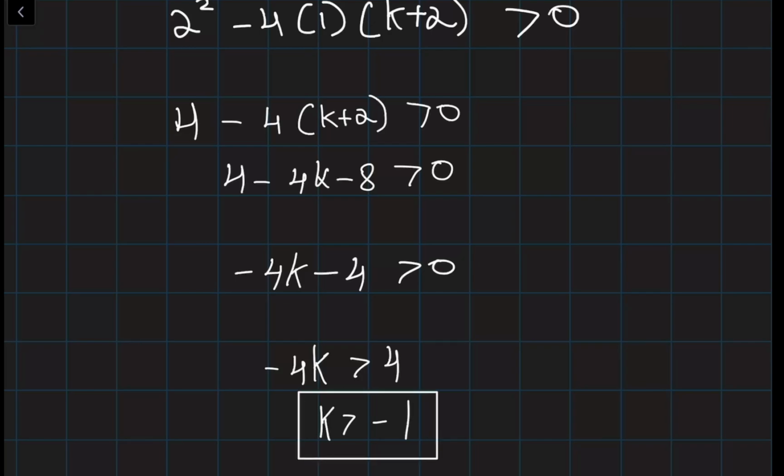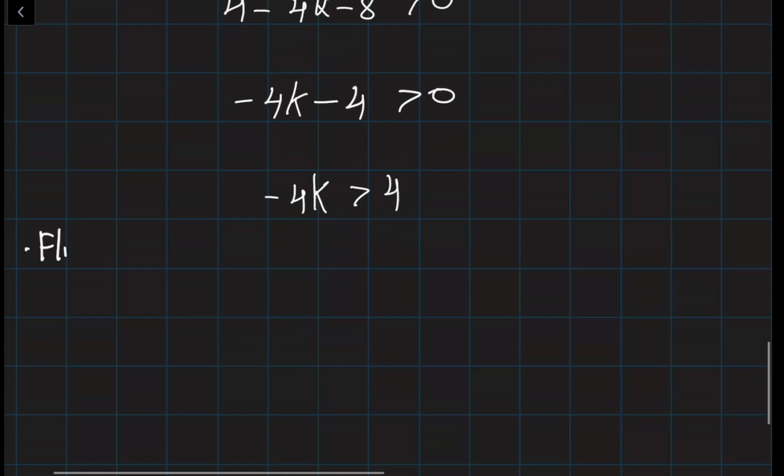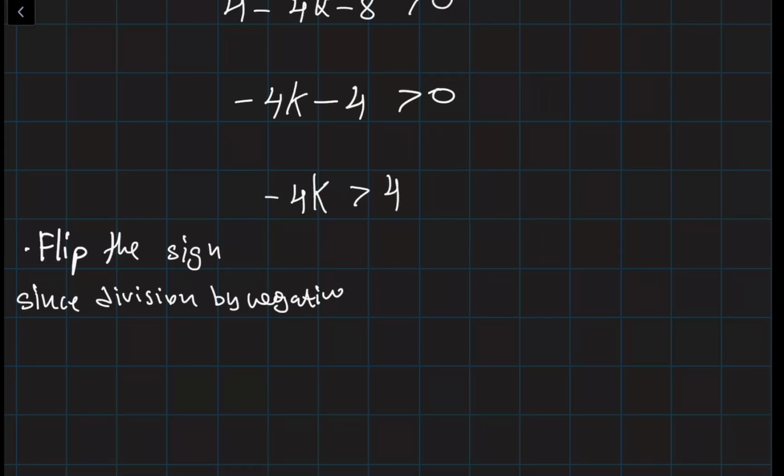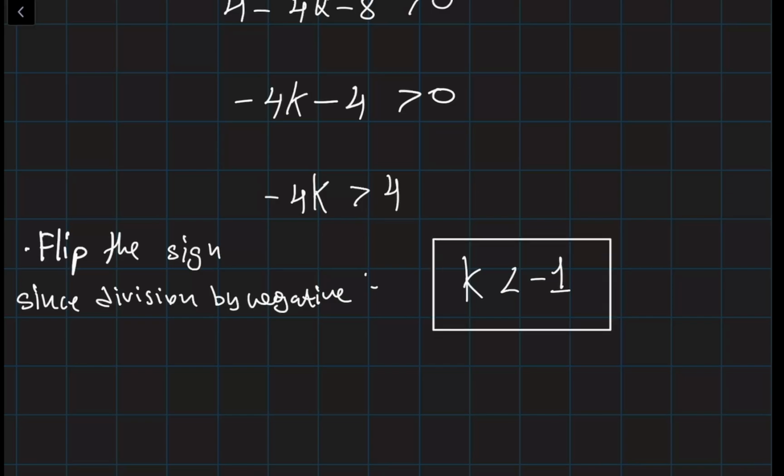I forgot something. When we divide by a negative number, we should flip the sign. So k is less than negative 1. That's our set of values for k.